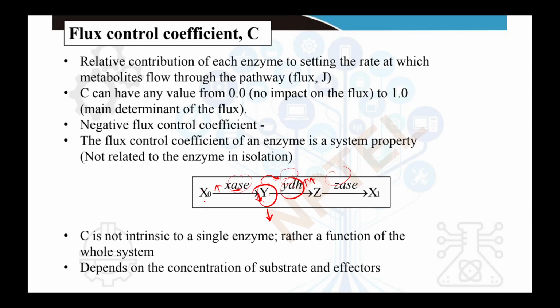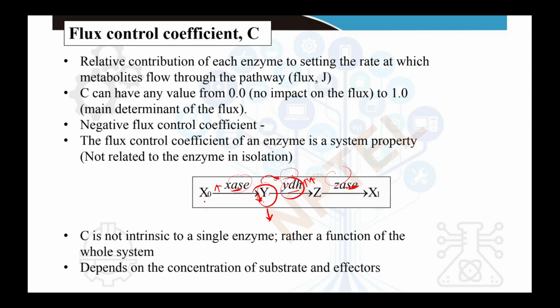So what the pathway will do? Pathway will convert more X0 into Y so that more Y can be catalyzed by the enzyme YDH. And when YDH will go up, obviously concentration of Z will also go up, and concentration of Z being higher means the activity of ZAs will also be higher. So you see, concentration of one enzyme is influencing actually the whole metabolic pathway.